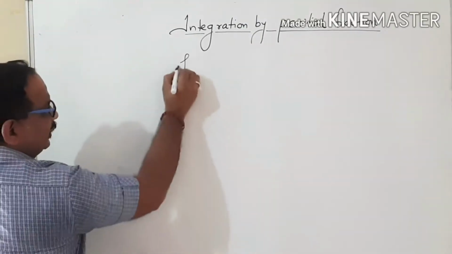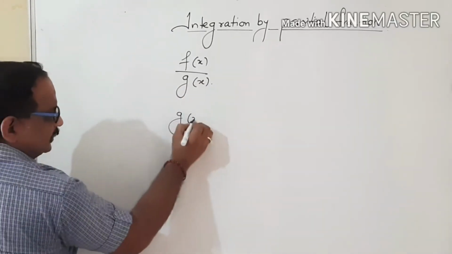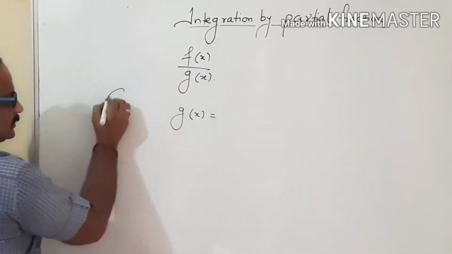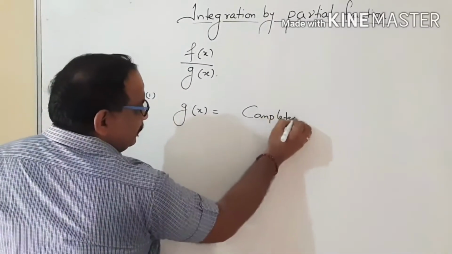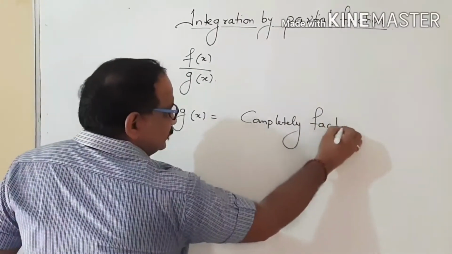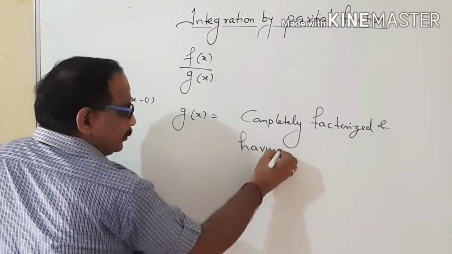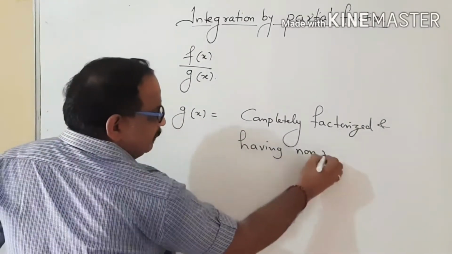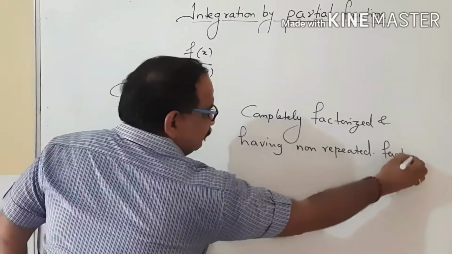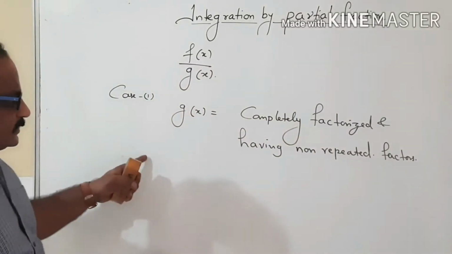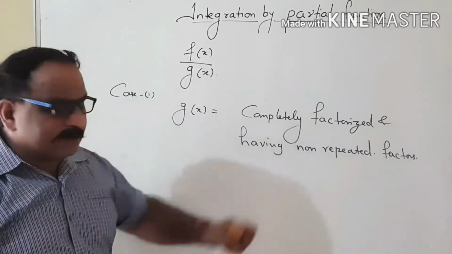In that process, first of all, I am taking the first case: f(x) upon g(x), where g(x) is completely factorized and has non-repeated factors. Case number one is the easy one: completely factorized and having non-repeated factors.